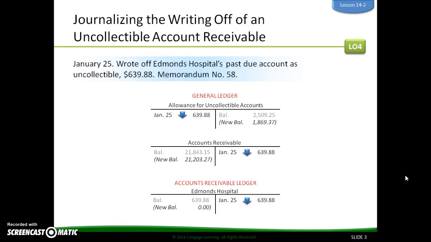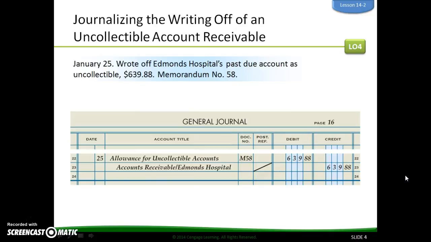Now, internally within our business information, we would want to keep track of the fact that Edmonds Hospital didn't pay us. So we're not going to issue any credit available to them in the future. We're not going to let them buy on account anymore. They didn't pay us.